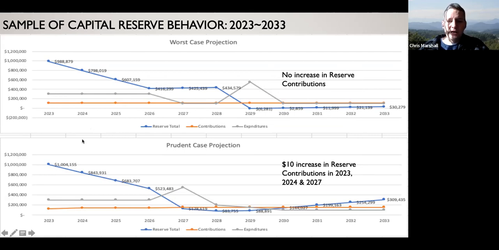So with that in mind, I built a different model just for comparison and discussion purposes for our consideration as a board. My model here assumes a $10 increase in the capital contribution in 2023, 2024, and 2027. And what that allows us to do is begin to build our capital reserve account up again. It also allows us to pull forward the street repairs 2 years earlier, to 2027. So for me, this seems like a realistic consideration for how we can move forward.